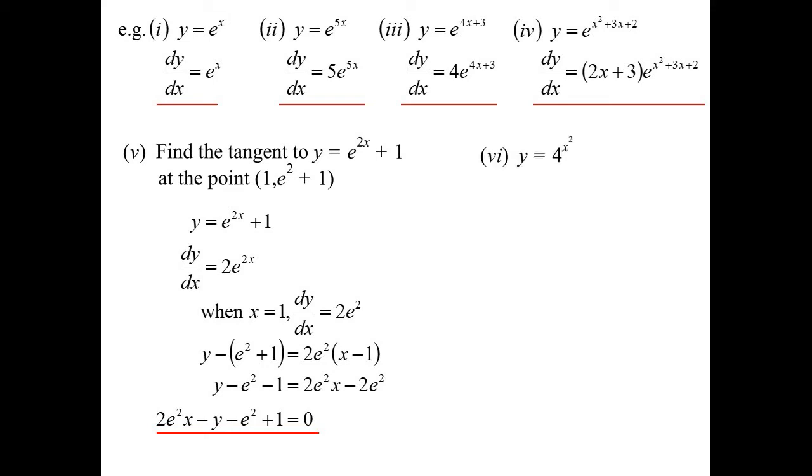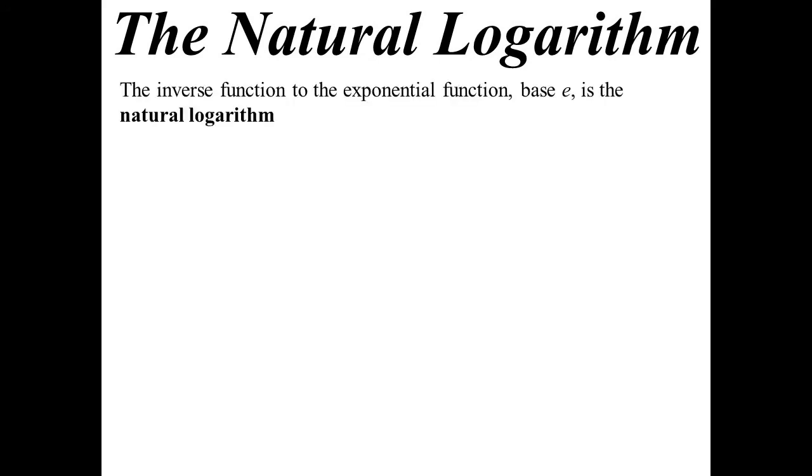Okay, so what if the base was not e? So what we said was, well, we'll do it exactly the same. So the power is x squared, differentiate x squared, you get 2x, but we'll also multiply by natural log of 4.